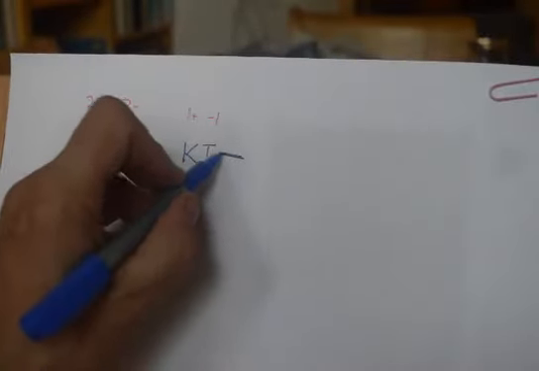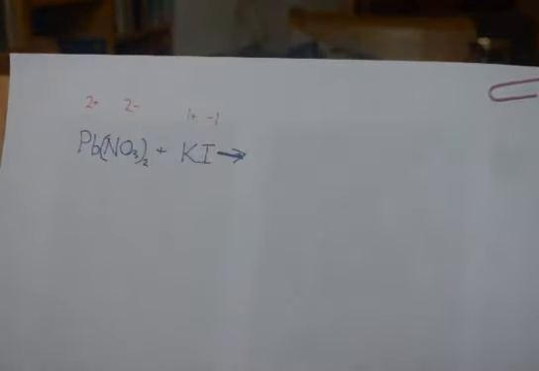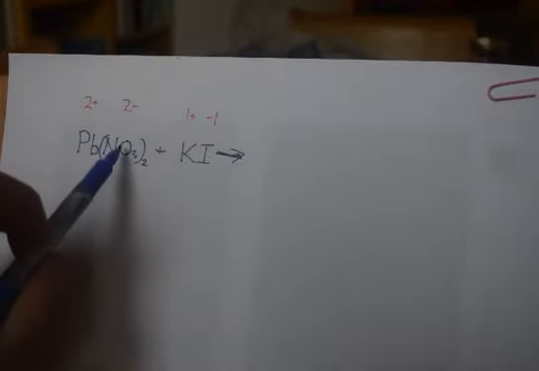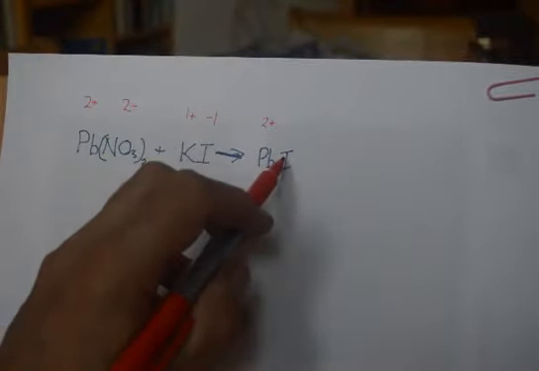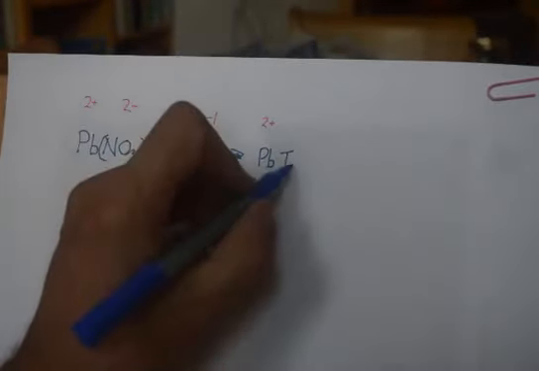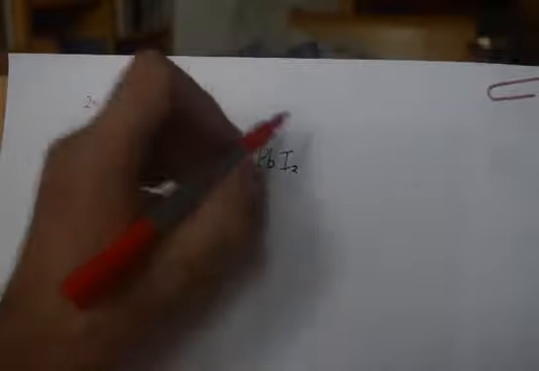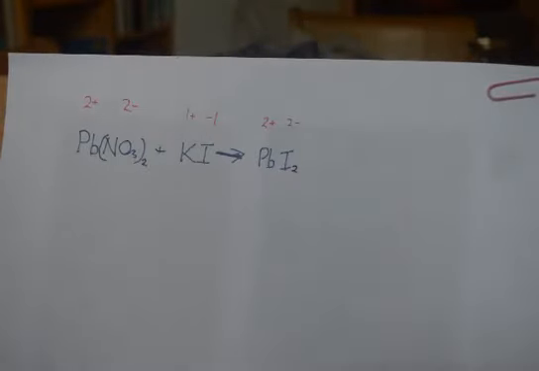So these two react, and it's a double displacement. What that means is that the ions just swap over. So instead of you having lead nitrate, you then have lead iodide. Now for that to balance, we know that we've got lead 2 plus, so as iodine is only 1 minus, we're going to have 2 iodines there. So now that is 2 minus there.